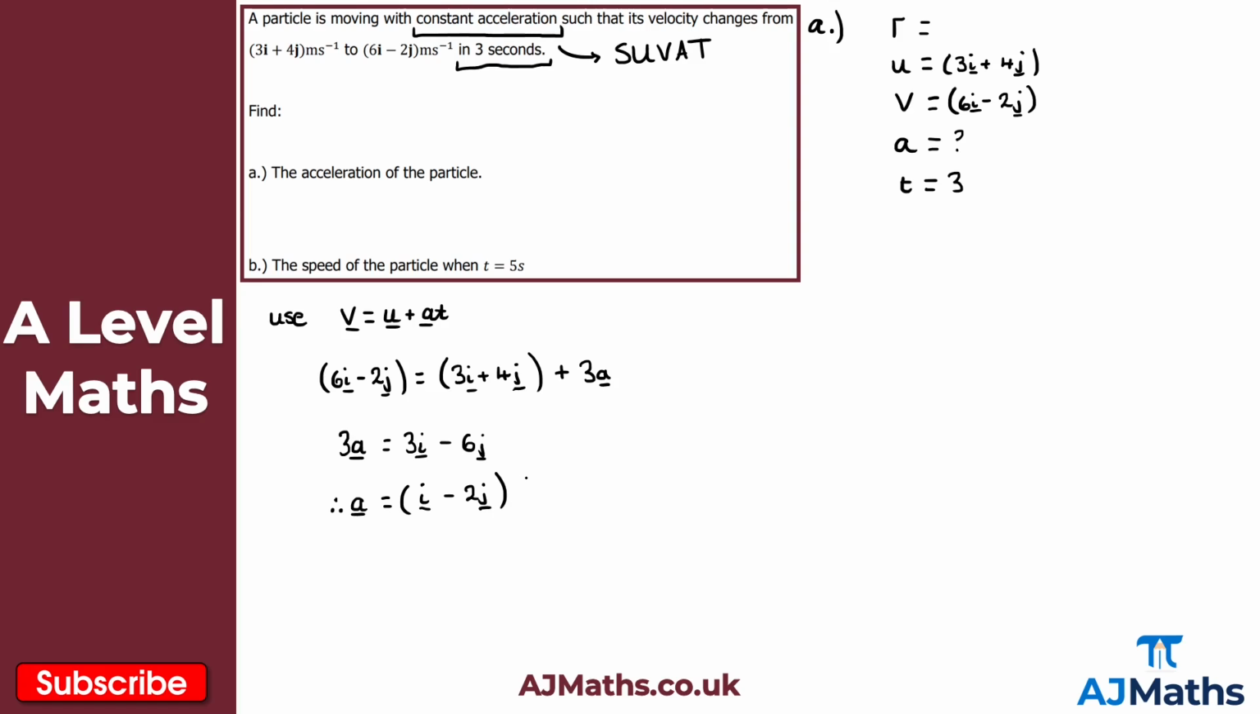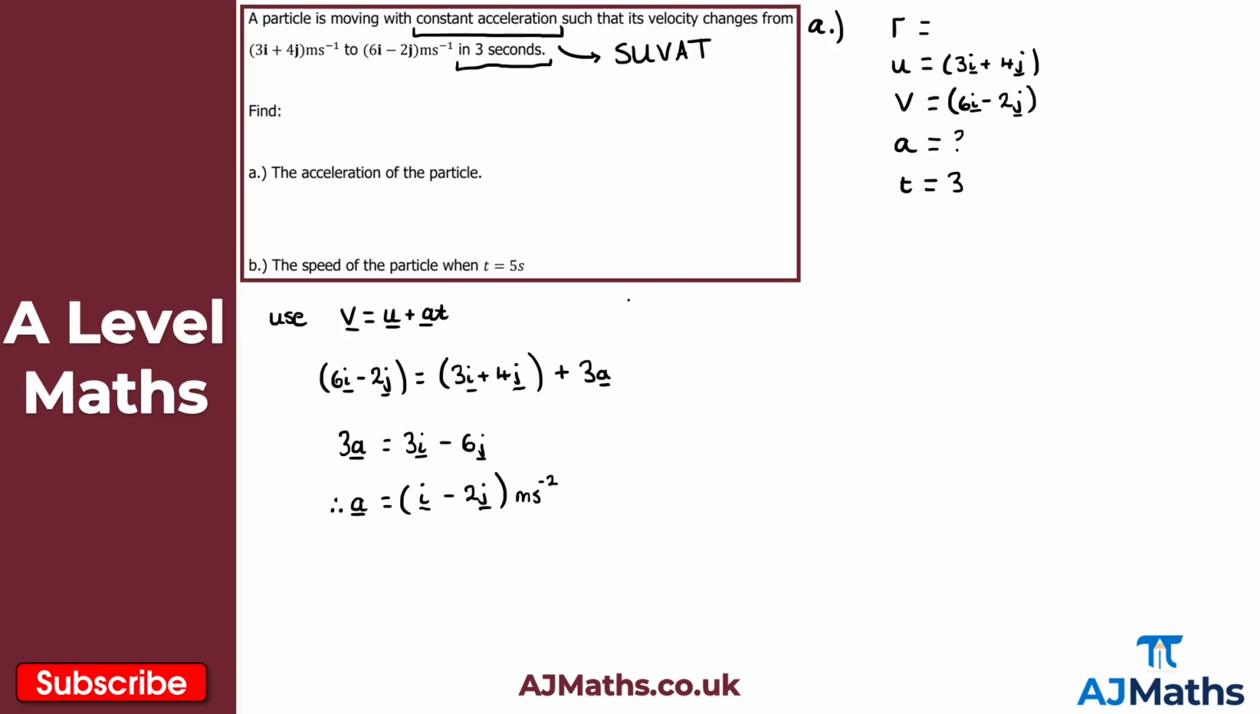And don't forget the units here. For velocity, it was meters per second. In that case, for acceleration, this would be meters per second squared, so ms to the minus 2. Okay, so there we have it. That's the solution to part a.